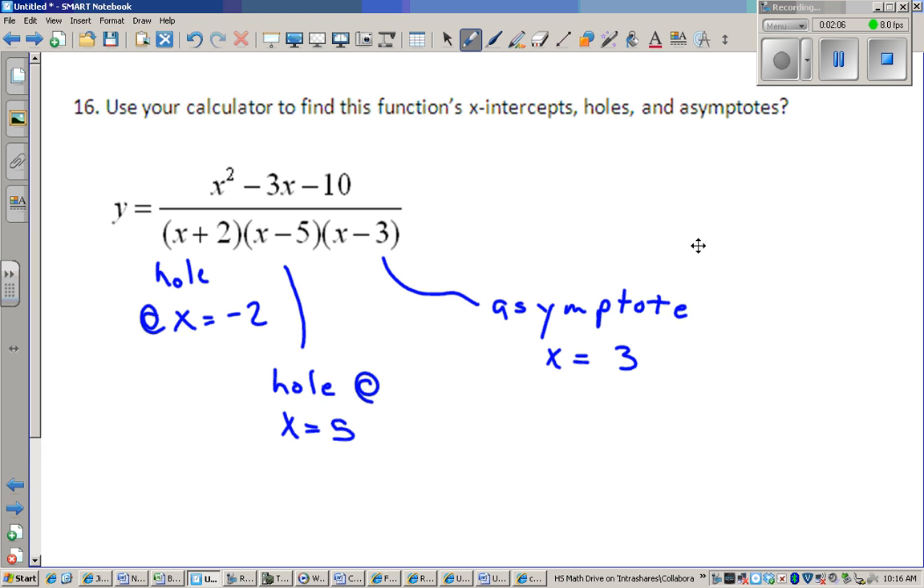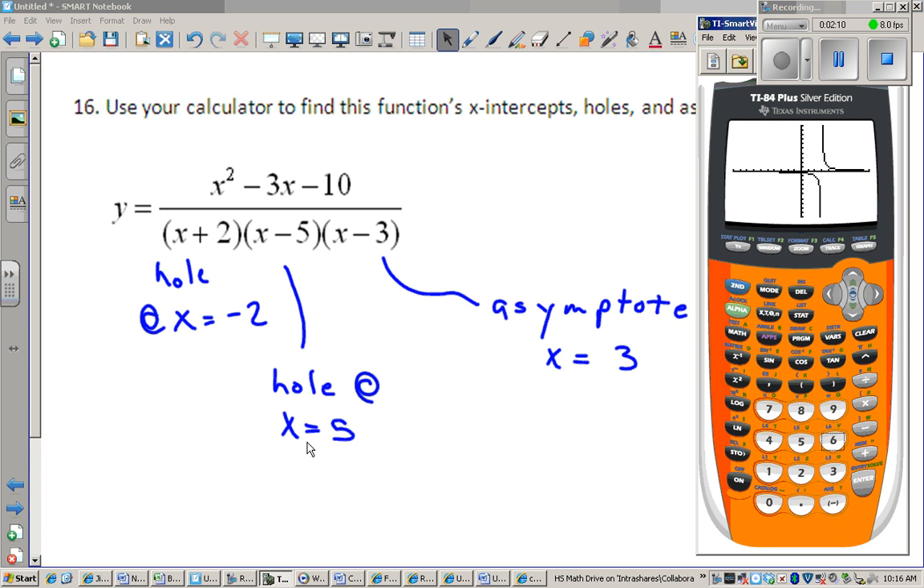Now the x-intercepts are going to be any place that it crosses the axis. So go back and look, and it looks like we never actually cross the x-axis. It gets ridiculously close to the x-axis, but there aren't going to be any times that we're able to make this function equal to 0.